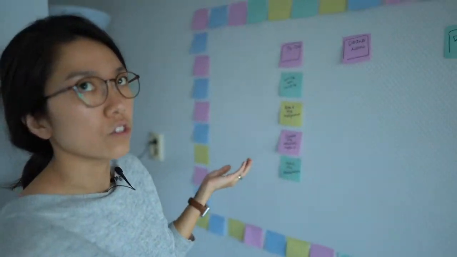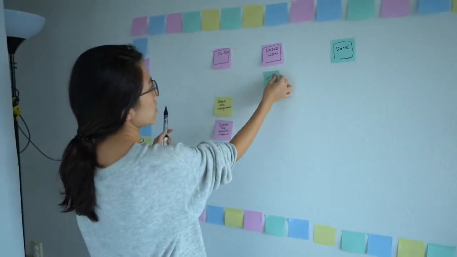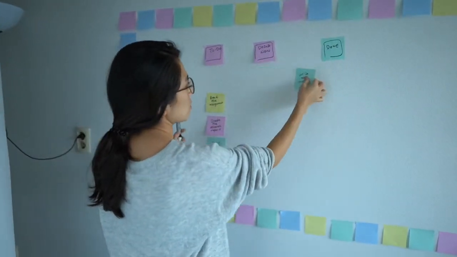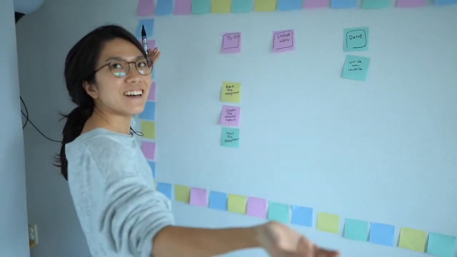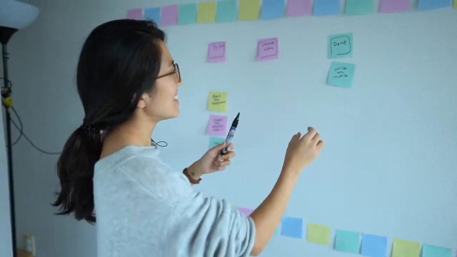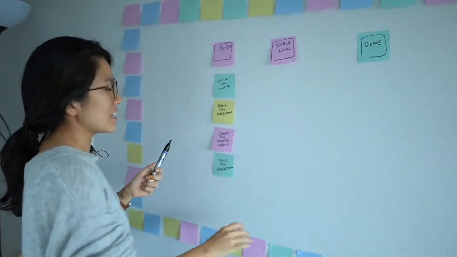So this is a traditional Kanban. What are tasks that you have to do? What are you going to work on right now? And then once you're done, you can move it into the done column. Ta-da! So in the simplest form, it's just 3 columns.